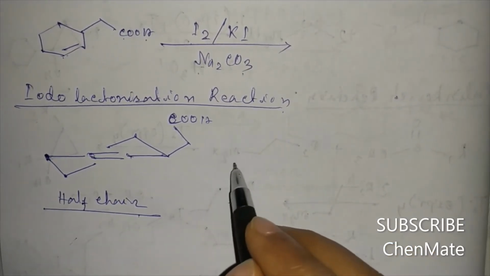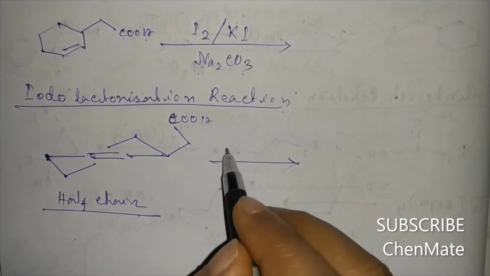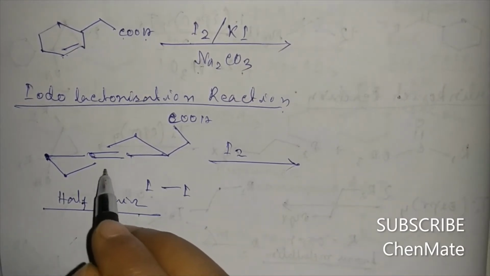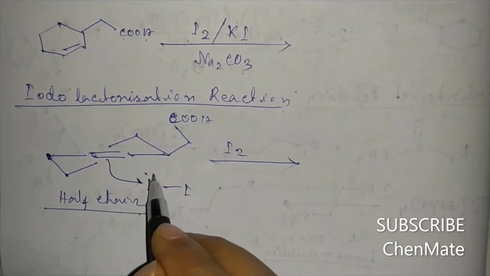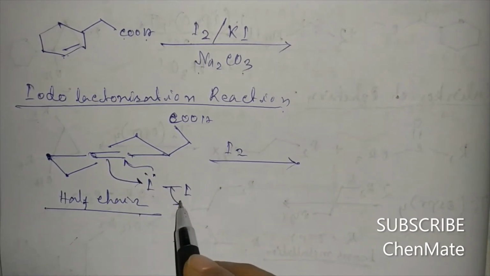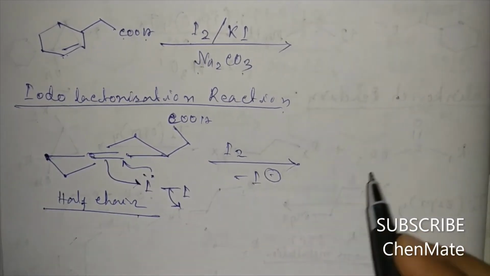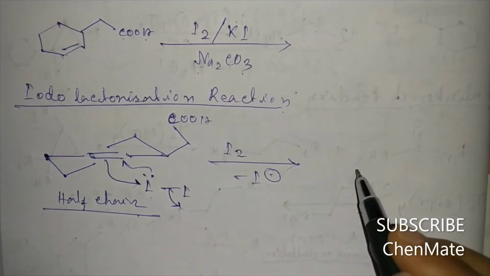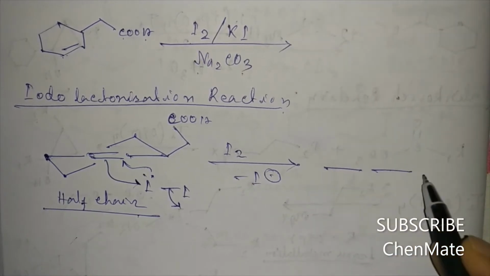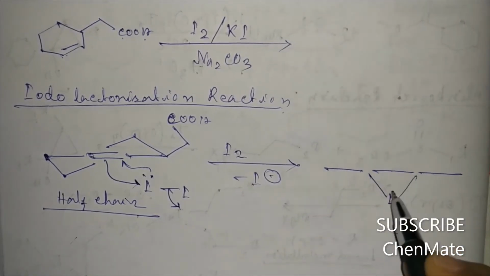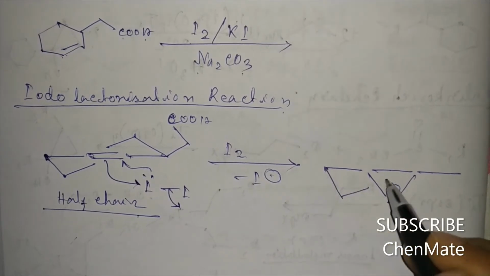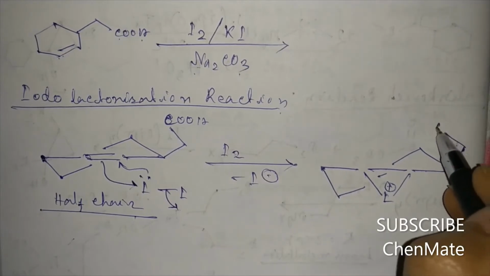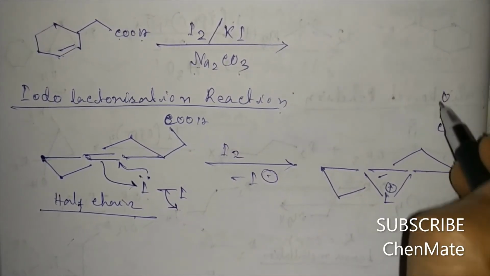Now if it is treated with I2, what will happen? An iodonium ion will be formed, minus I minus, and it will be formed below the plane because the COOH group is above the plane. So this is the iodonium ion. C double bond O minus.